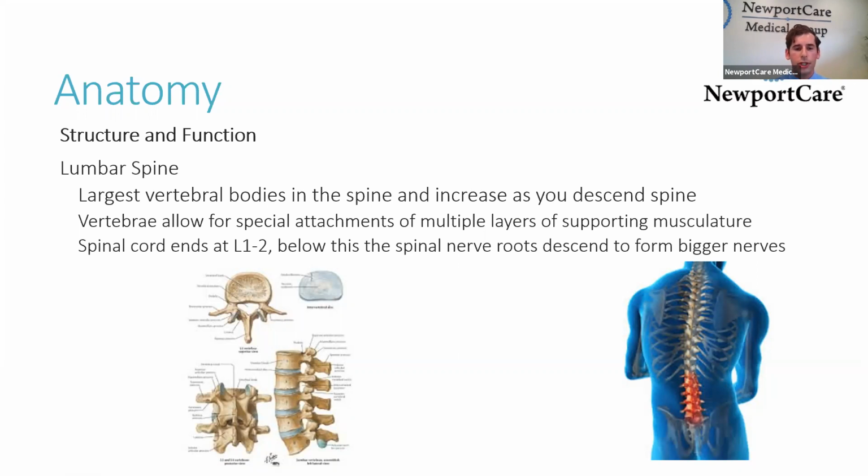It's also important to note that the spinal cord ends in the upper lumbar spine. It ends around the area of L1-2. And below that, we are talking not about the spinal cord, but spinal nerve roots that then descend and form bigger nerves that innervate the muscles of the leg.